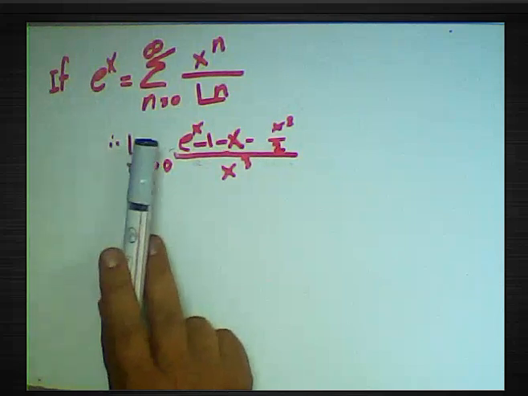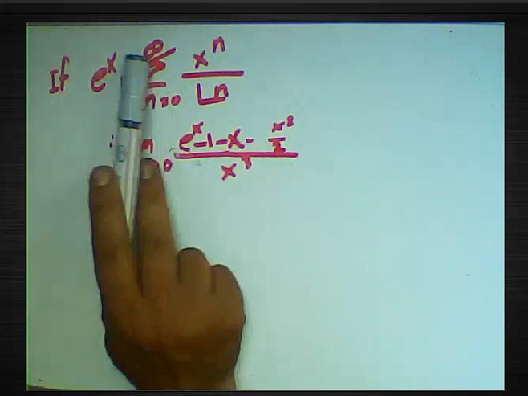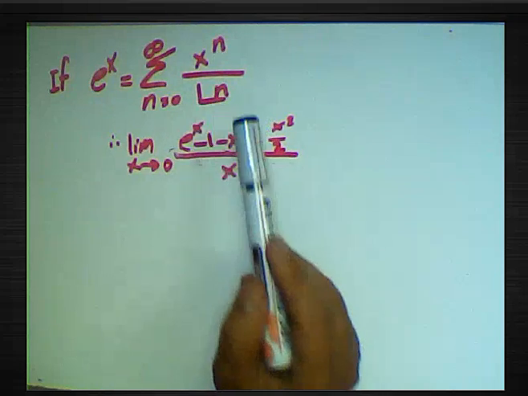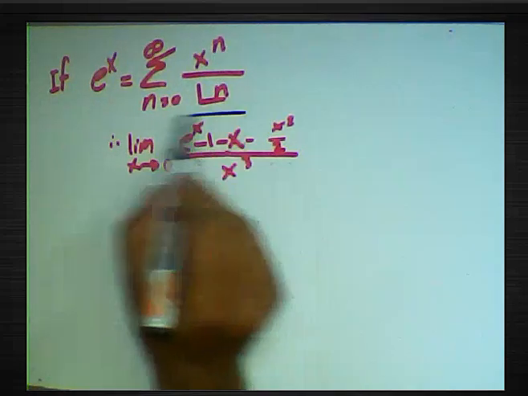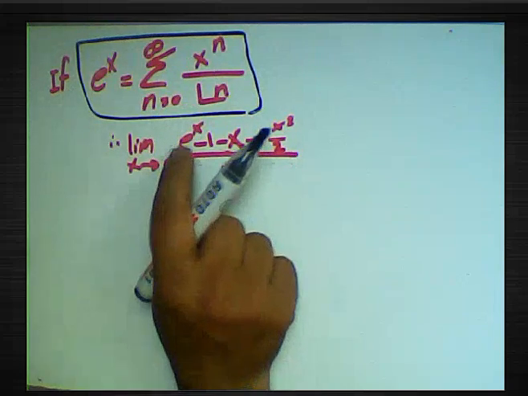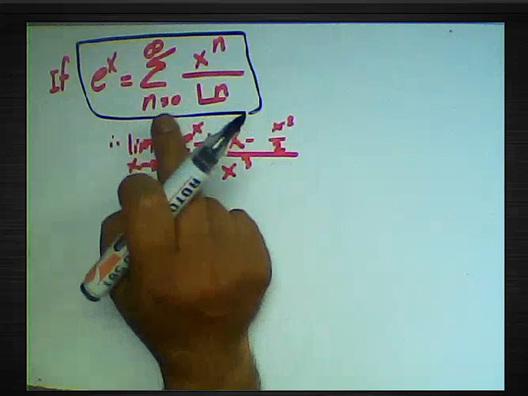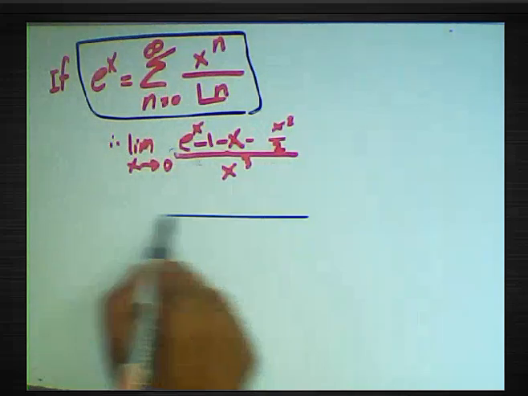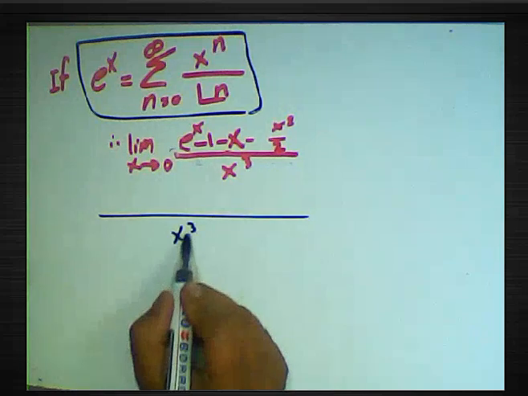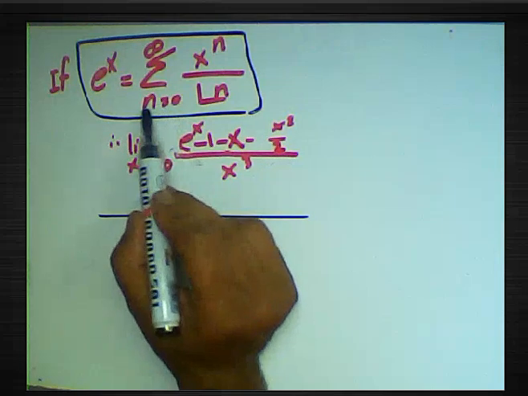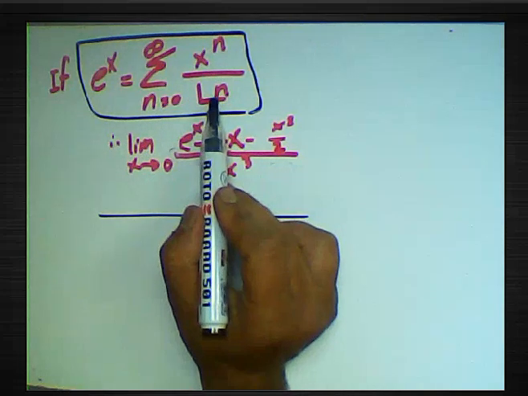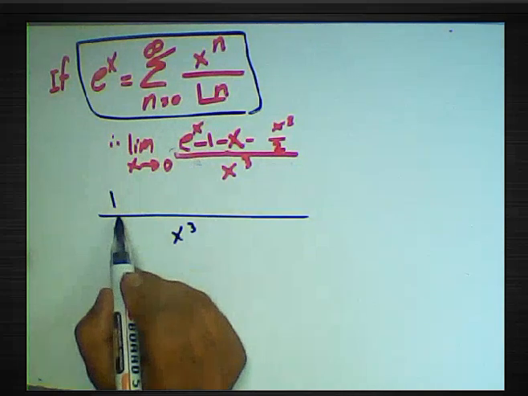If e to the power x equals the summation from n equals 0 to infinity of x to the power n over factorial n. It's the rule, okay? You should know this rule. We want to find the limit here. I will cancel e to the power x and write the summation from 0 to infinity, with x to the power 3 in the numerator. Put n equals 0: x to the power 0 equals 1, 1 over factorial 0 equals 1, so the result will be 1.